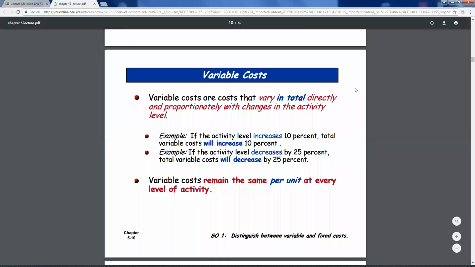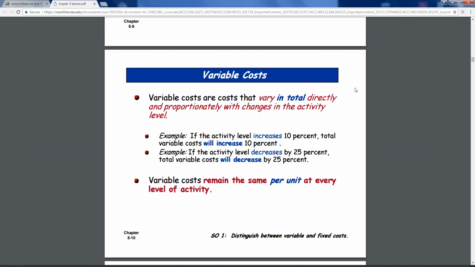So let's first look at variable cost. Variable costs are those costs that change in direct relation to activity level. That's in total. So if the activity level goes up by 10%, the total variable cost will increase by 10%. And if it goes down by 25%, then the total variable cost will go down by 25%. With that said, on a per unit basis, it remains constant at every level of activity for our model.